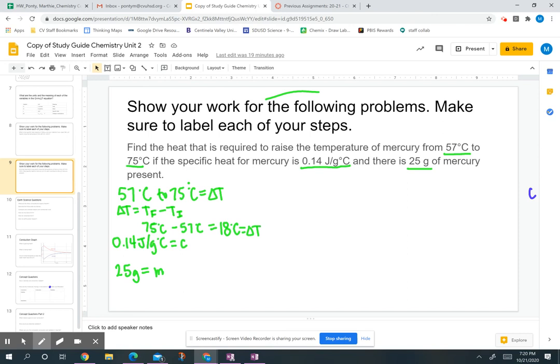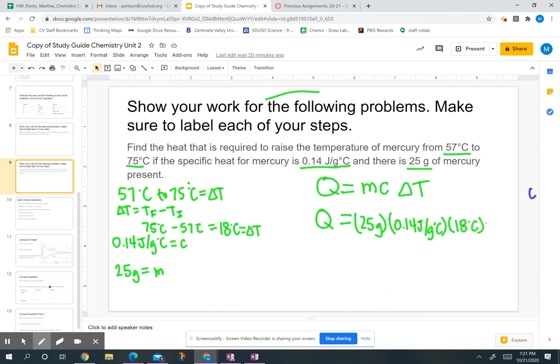So now I'm going to set up my problem. And again, Q is equal to MC delta T. I'm going to plug in my values. I did not see a Q value on here, so I'm going to leave that as Q. Then I'm going to have my M value, which is 25 grams. I'm going to have my C value, which is 0.14 joules over grams degrees Celsius. And then I have my delta T value, which is 18 degrees Celsius.